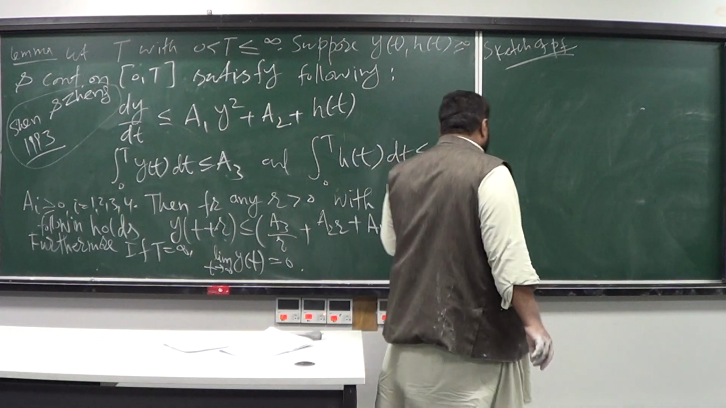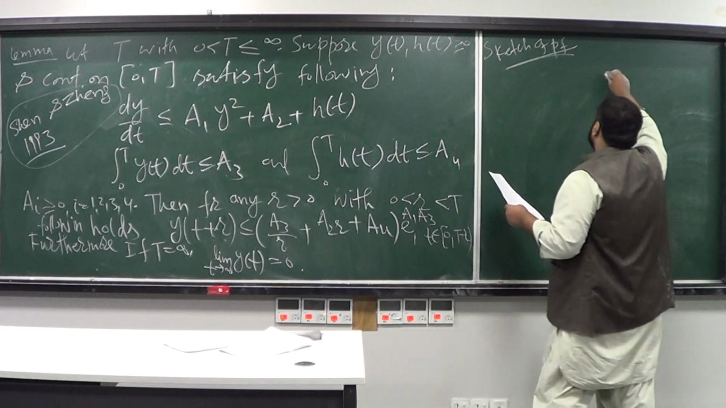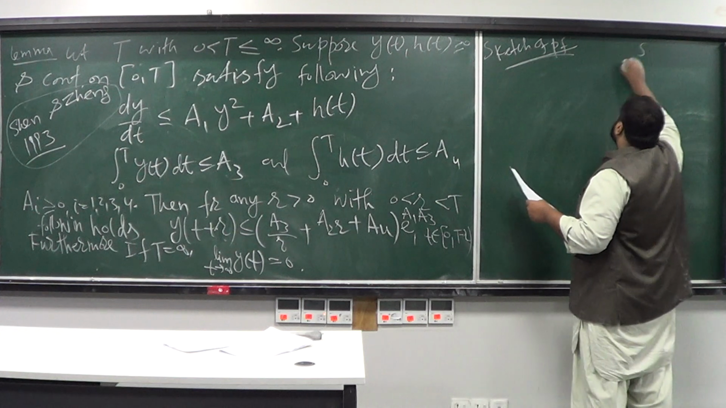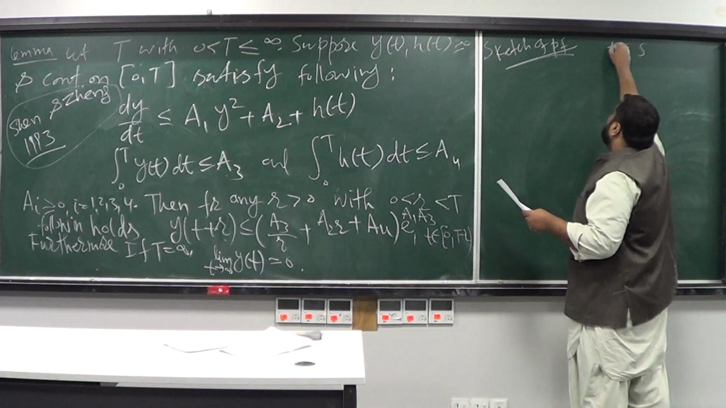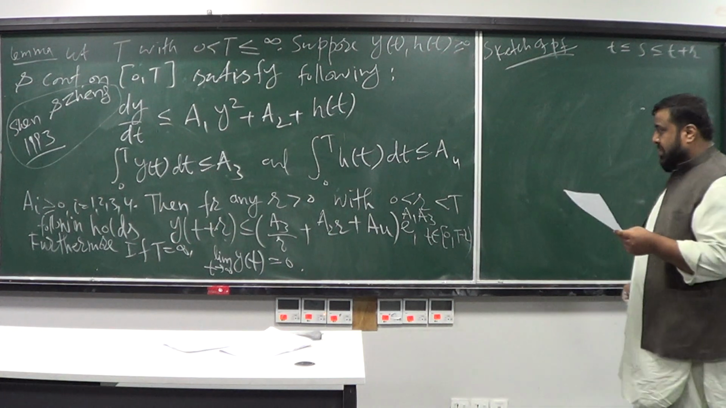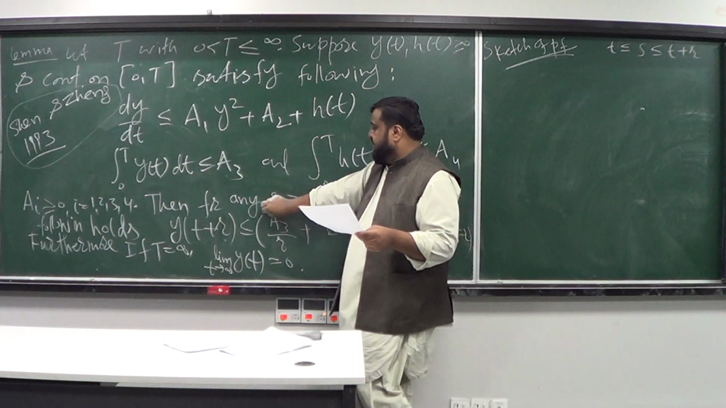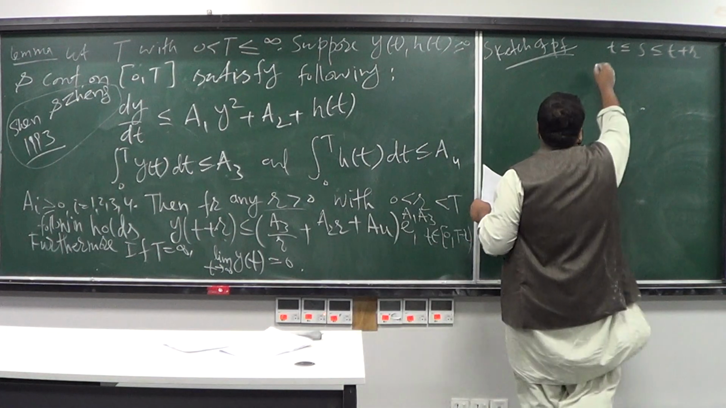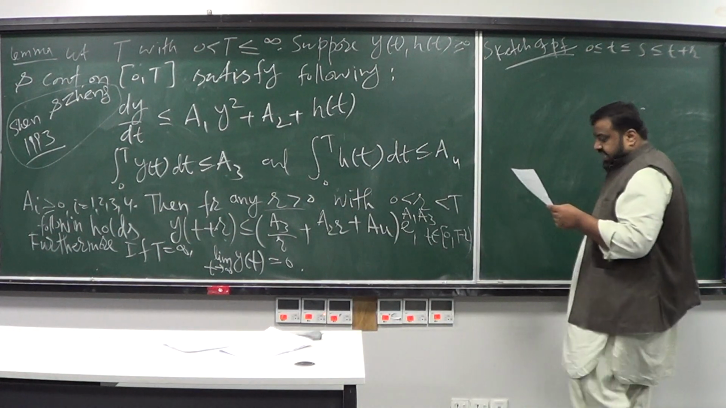So how to proceed? Let's proceed in this manner. Imagine I have an instant s between t and t plus r, where r is this fixed number and obviously t is non-negative.